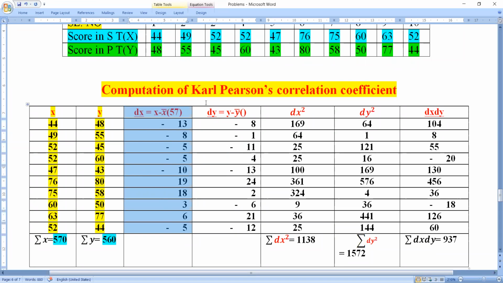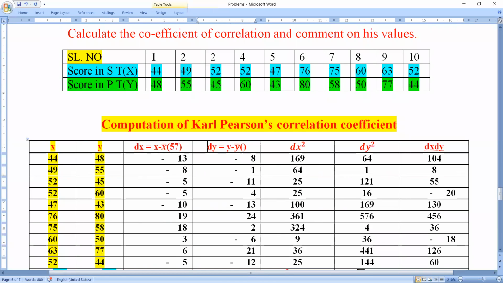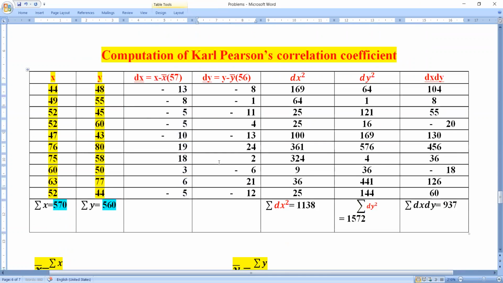After that, you should move to the dy column. What is the y bar's mean value? The y bar's mean value is 56. So here, take down the y series: 48 minus 56, how much do we get? Minus 8. Why? Because the higher value is the subtracted one, so the sign is minus.